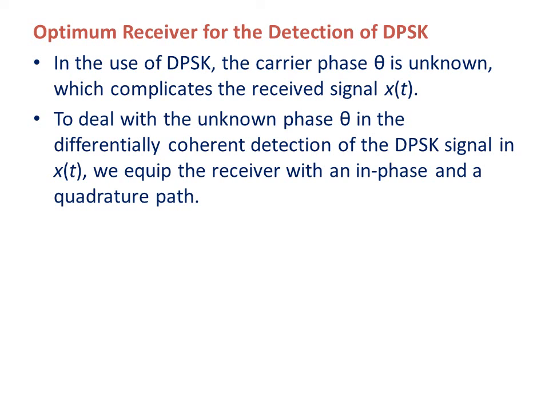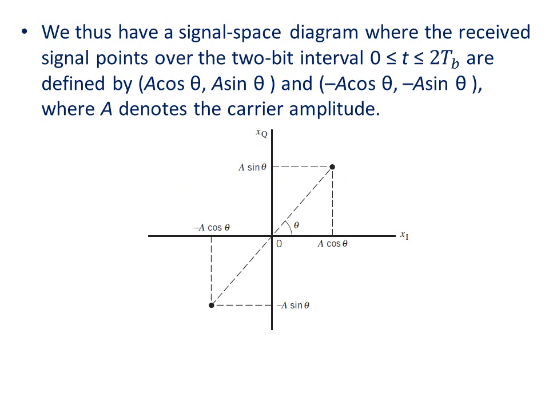If you look into the block diagram of the receiver, it includes two paths, that is the in-phase path and the quadrature path. We thus have a signal space diagram where the received signal points over the 2-bit interval, that is 0 to 2 TB, are defined by a cos theta, a sin theta, and minus a cos theta, minus a sin theta, where a denotes the carrier amplitude as shown in the signal space diagram.